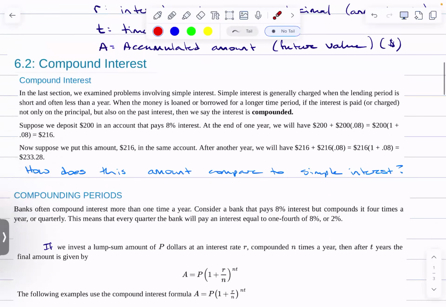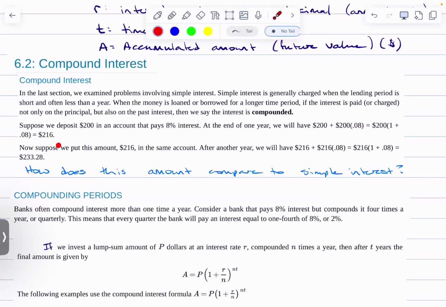And so I kept this little example here. Suppose we deposit $200 into an account that pays 8% interest. At the end of 1 year, we're going to have 200, so your principal investment, plus 200 times 0.08, right? Because the time is 1 year. Which puts me at $216.